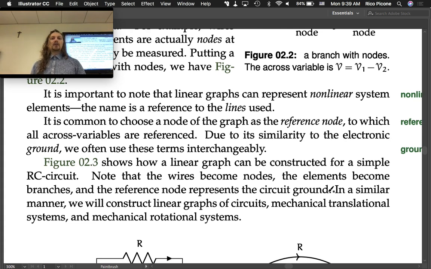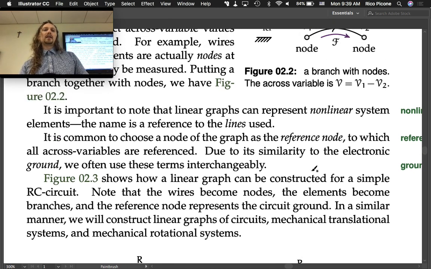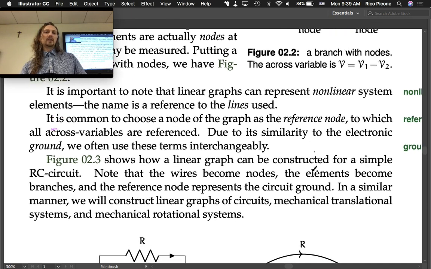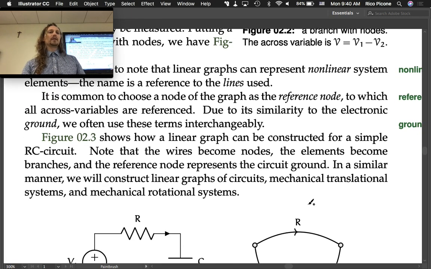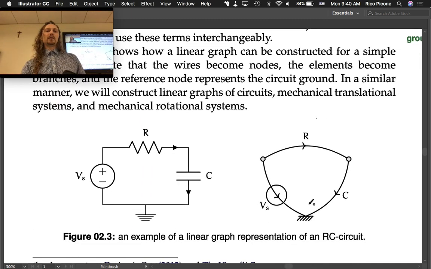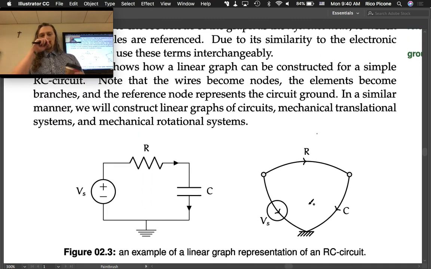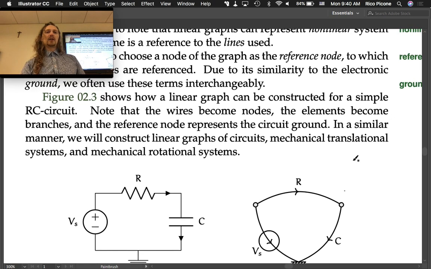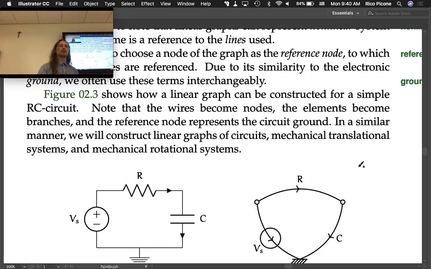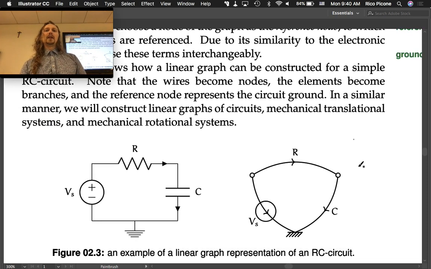It is common to choose a node of the graph as the reference node to which all across variables are referenced. Due to its similarity to the electronic ground, we'll often use these terms interchangeably, so ground and reference node. Figure 2.3, the one with the circuit and the linear graph on it, shows how a linear graph can be constructed for a simple RC circuit. Note that the wires become nodes.